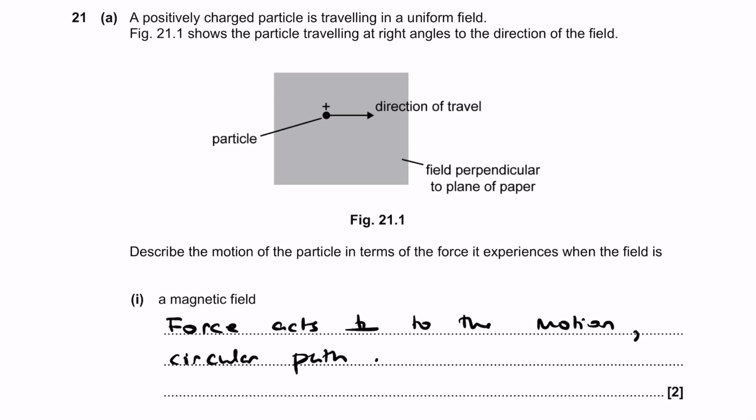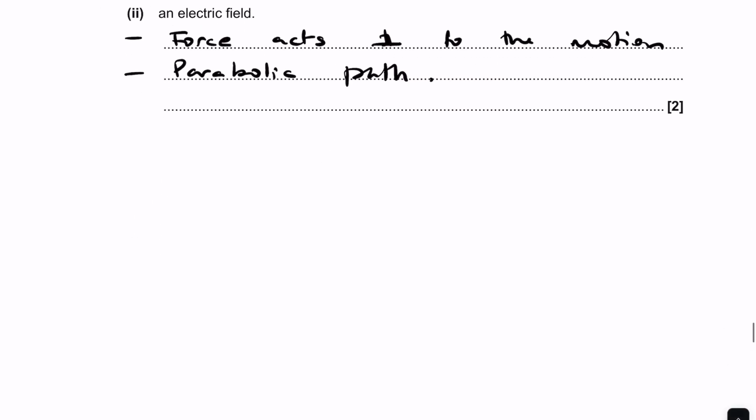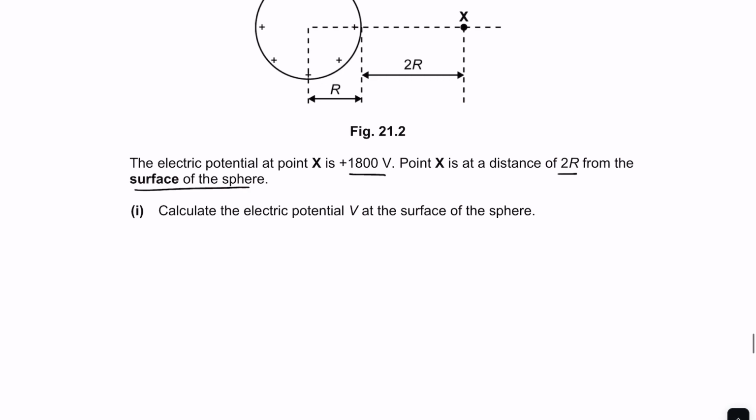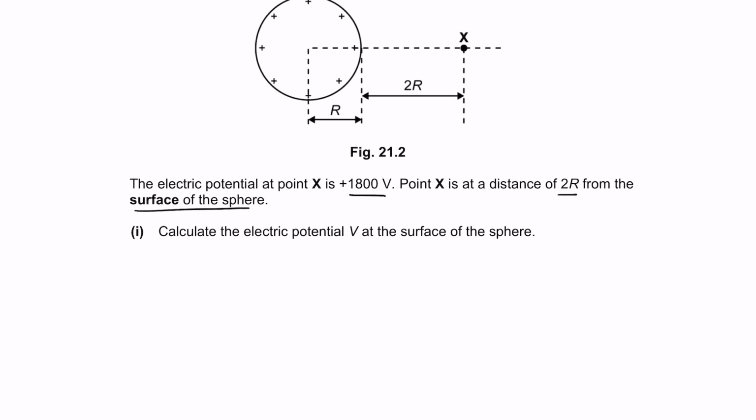Let's move on to our next part of the question, where it says figure 21.2 shows a uniformly charged sphere of radius r. The electric potential at point X is 1800 volts, and point X is at a distance of 2r from the surface of the sphere. Calculate the electric potential at the surface of the sphere. Okay, so this is more of a comparison or a ratio kind of question. If you were to write down the potential at point X, then it'll be just Q over 4 pi epsilon naught 3r. Okay, so the distance is always from the center.